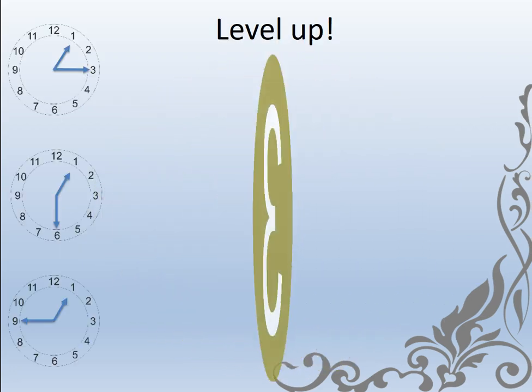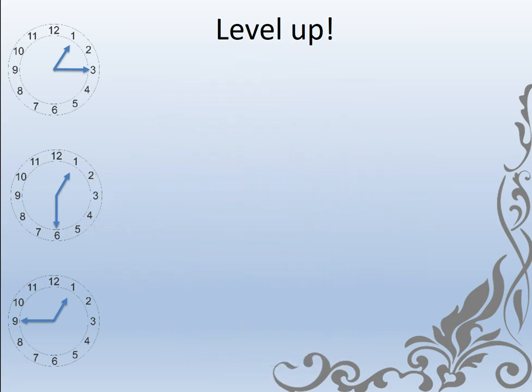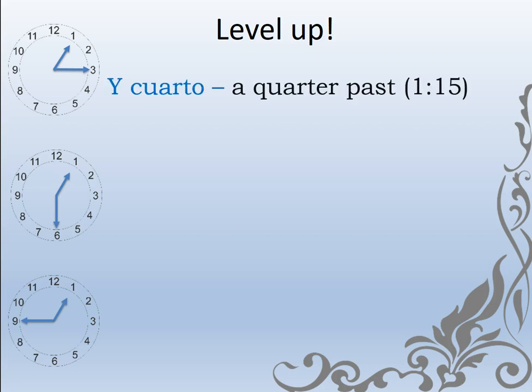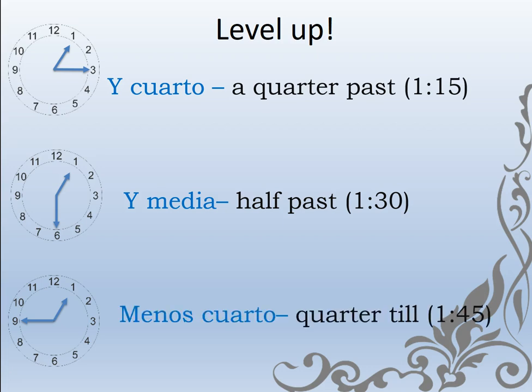Level up, número 3. Okay, so now you can tell the time. You can also tell people if it's morning, afternoon, or night. But what if you want to say that it's a quarter past, or half past, or a quarter till? Now, just so you know, you can absolutely, if you want to say it's 1:15, you can do that. You can say es la una y 15. But these particular slides that are coming up are going to help you know how to say a quarter past, half past, otherwise known as like 1:30, and then a quarter till, otherwise known as something like 1:45.